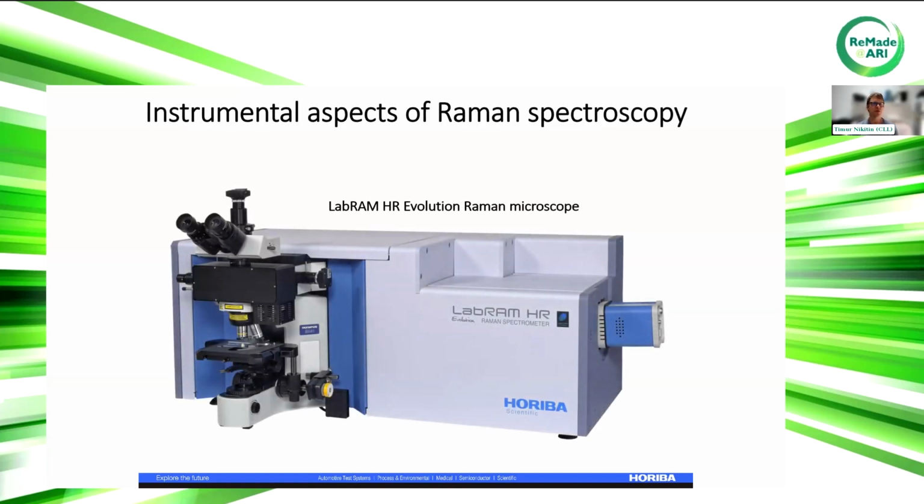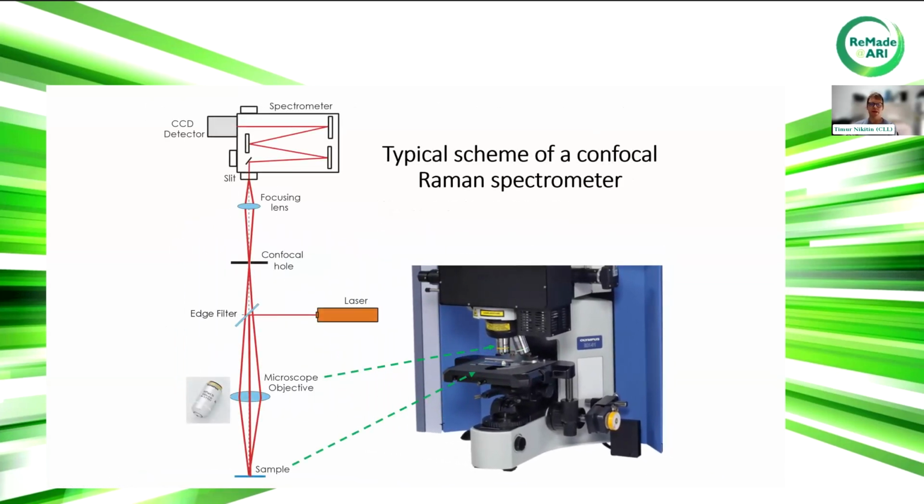Okay, let's now discuss the instrumental aspects. This is the spectrometer that we use in our lab, the Horiba LabRAM Evolution Raman microscope. This is a typical schematic of a confocal Raman spectrometer, or I would even say a Raman microscope, because there are two important improvements. We are using a microscope objective, so we can study our sample in great detail and focus on small areas. This is the sample table. And then we also have here a confocal hole, which I will show you in a minute. So let's focus first on this part.